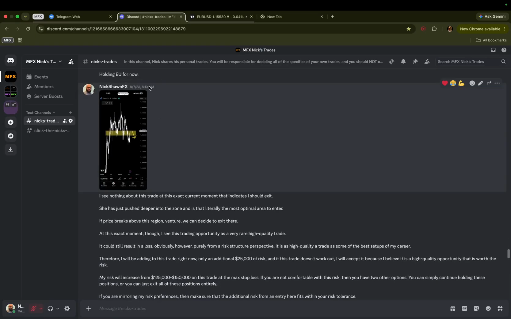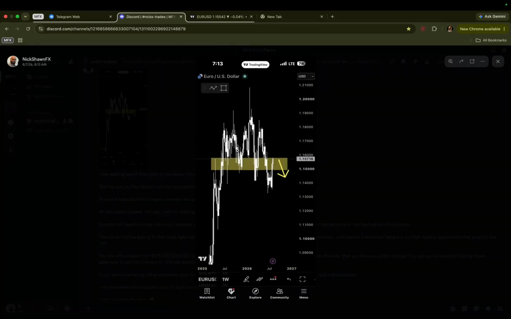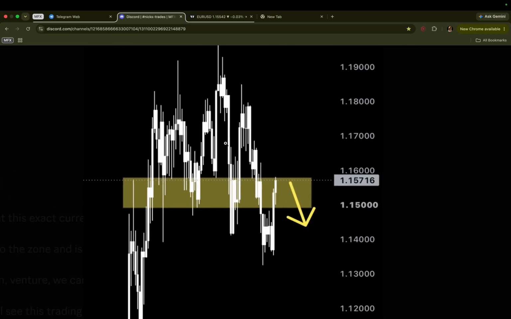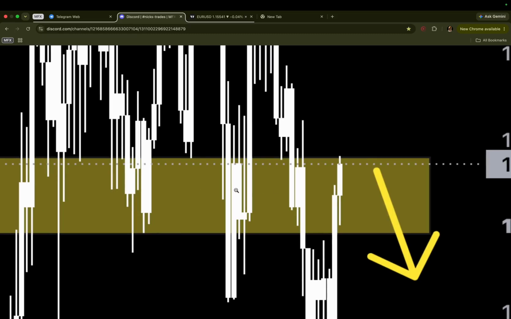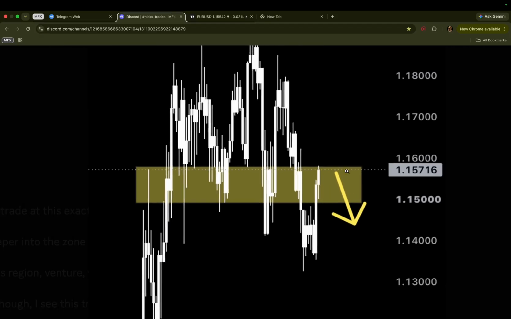Then I put right here, this was at 8:13 a.m., I see nothing about this trade at this exact current moment that indicates I should exit. She's pushed deeper into the zone, and that is literally the most optimal area to enter because it was deep here into this resistance zone. This is a weekly chart, right? Weekly chart on Euro USD. And all it is, it's broken below the support resistance zone, came up, and it's just retesting the most extreme part of it, right? Just the most extreme area where it has been in the past. It was retesting it and starting to bounce.